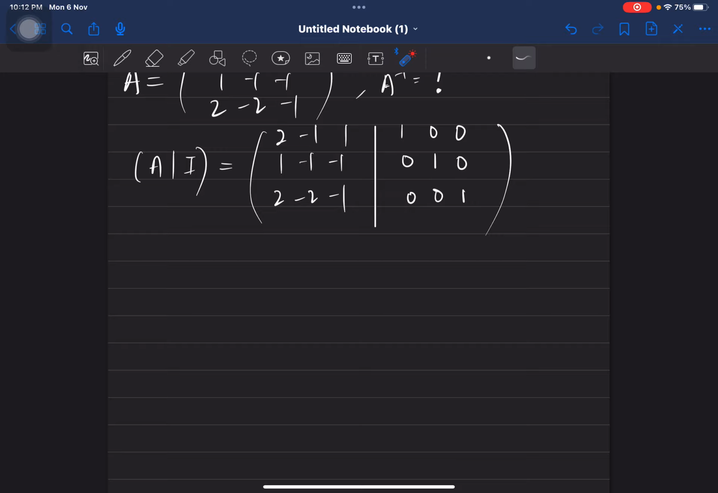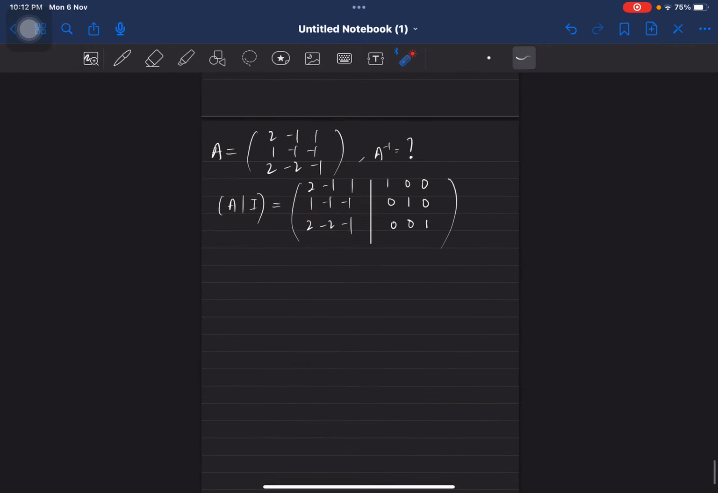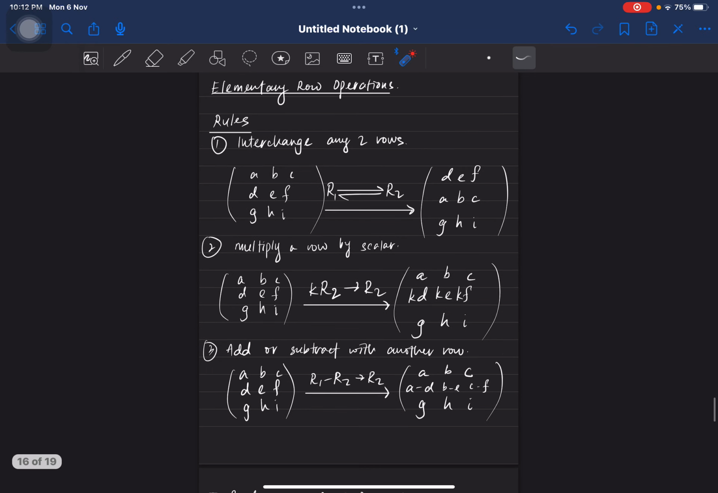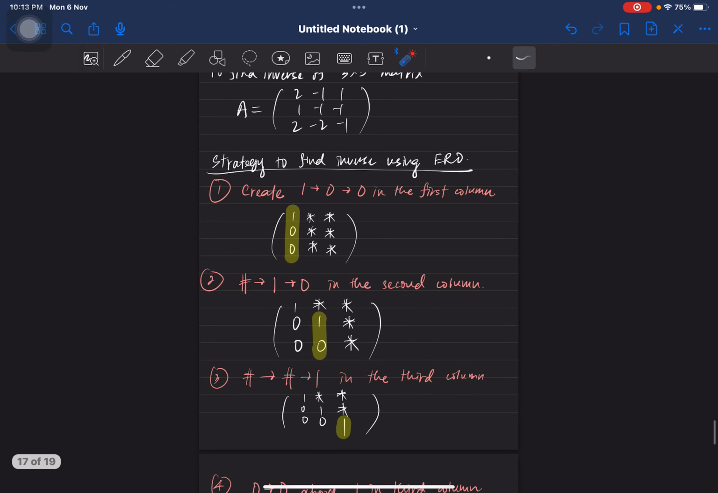Okay, so how do we transform this to become identity? Then we go back to our 3 rules that we learned just now. You can either interchange any 2 rows, multiply a row by a scalar, or add or subtract with another row also can, as long as you fulfill all these criteria. Okay, we'll see.